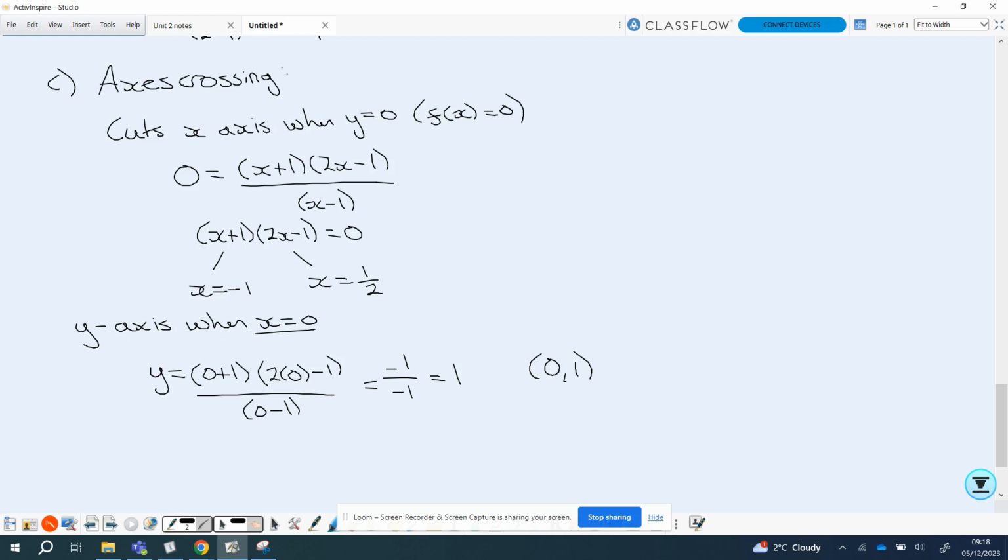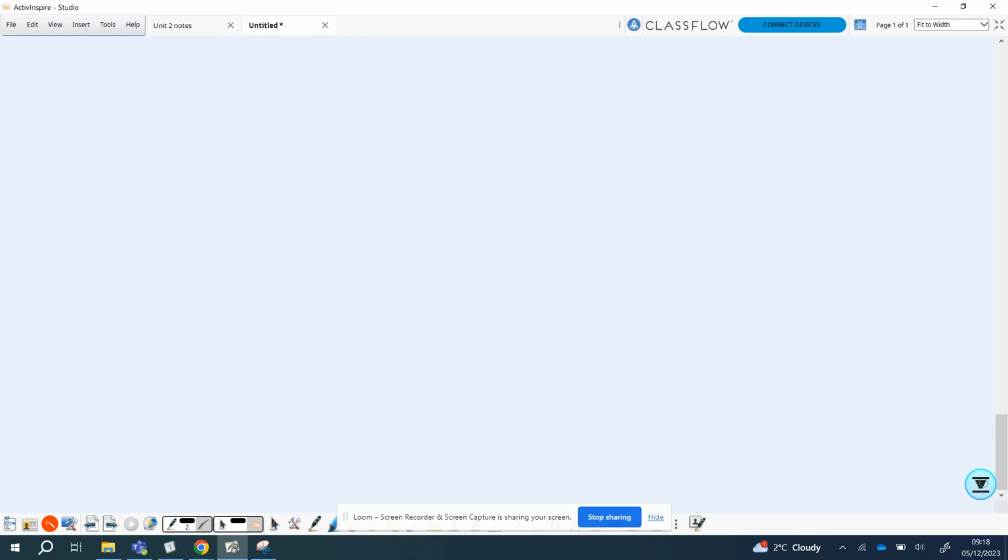Right, so very long process. We've got all the information now. We've got our asymptotes. We've got the stationary points. We know their nature. We also know now where it crosses the x-axis and where it crosses the y-axis. So let's now put this together into a lovely sketch.